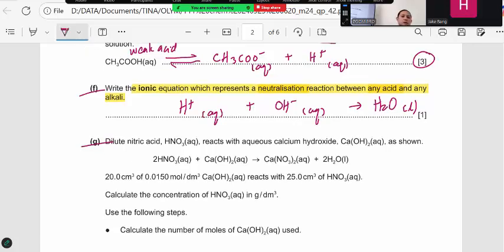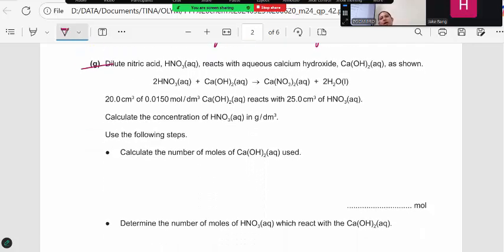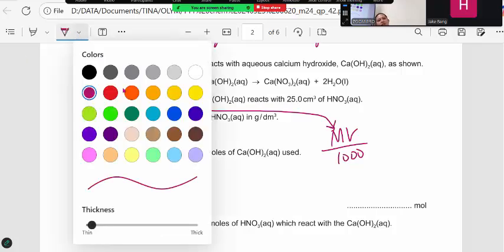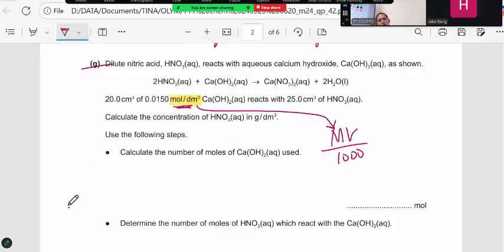Okay, this is a calculation question. Every time you see this unit, you always do MV over 1000, because this is the unit for molarity. We've done this a hundred times already. I hope by now you all know this. So M for calcium hydroxide is 0.015, V is 20 over 1000.